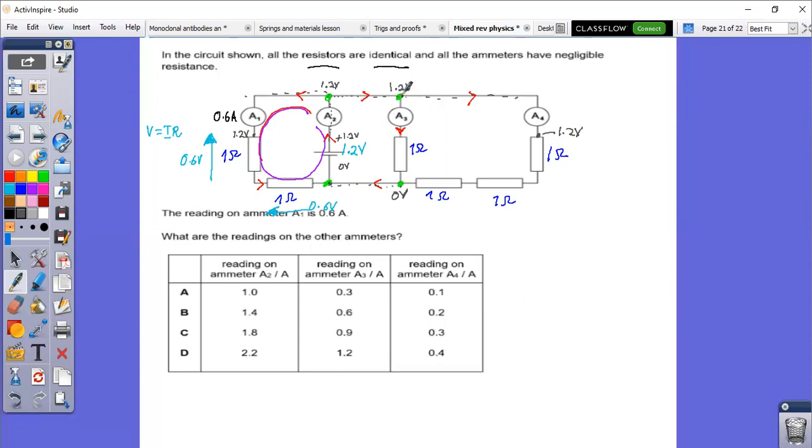So what is the potential difference across this resistor here? It's 1.2 take away 0. So the potential difference across this resistor is 1.2 volts. So what current must be going through it if it is 1 ohm and there's a potential difference of 1.2 volts? Well, I is V over R. So the current through there must be 1.2 divided by 1. That is going to be 1.2 amps. Are we following this so far?